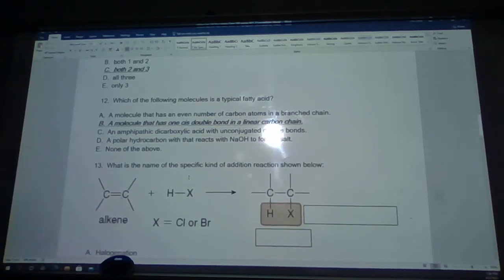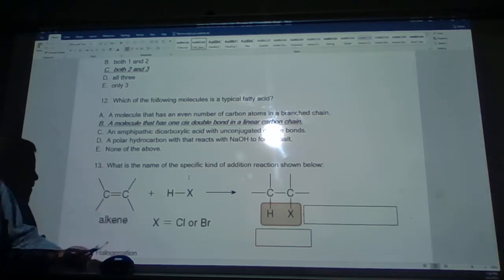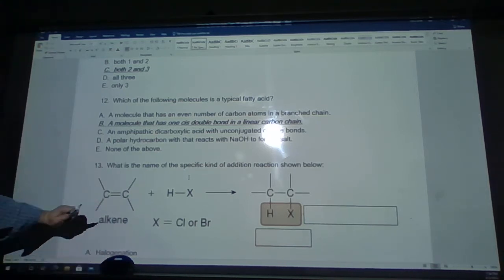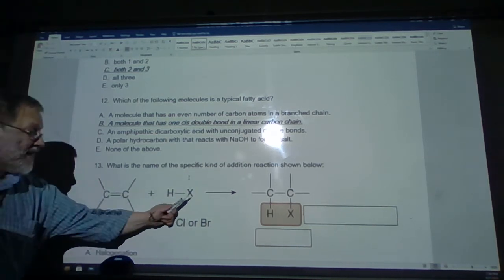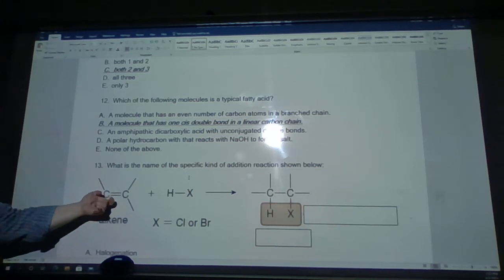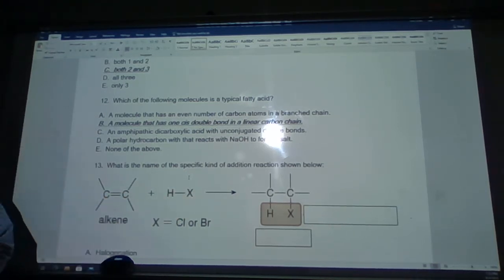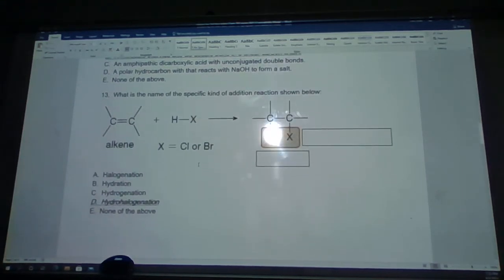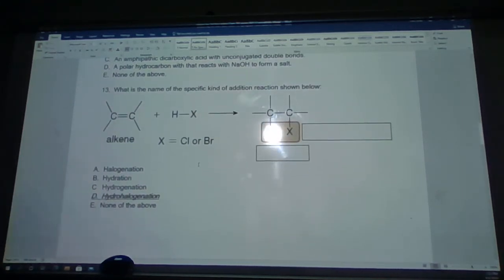What is the name of this specific kind of addition reaction shown? What are we doing to this double bond? We're adding the H and the X to it. What is the X? X can be a variable. It can represent either a chlorine or a bromine. So we're adding hydrogen to this carbon, to the second carbon, we're adding a halogen. So the best answer here for 13 is answer D, hydrohalogenation.